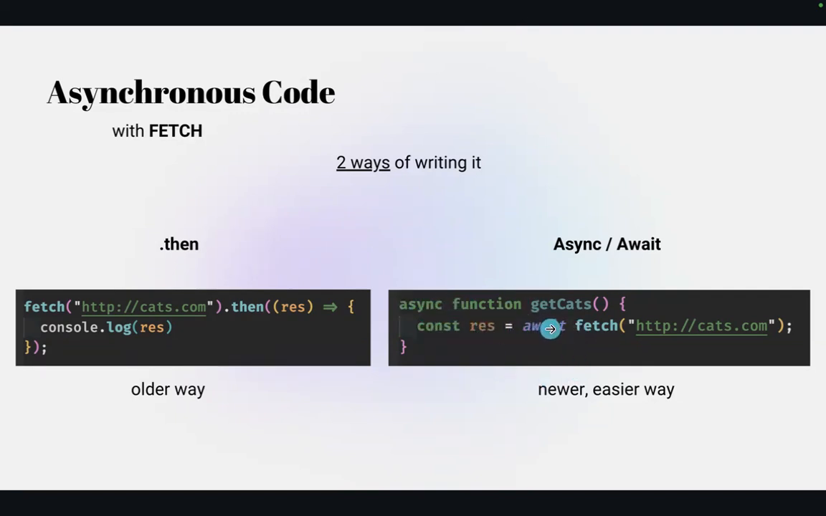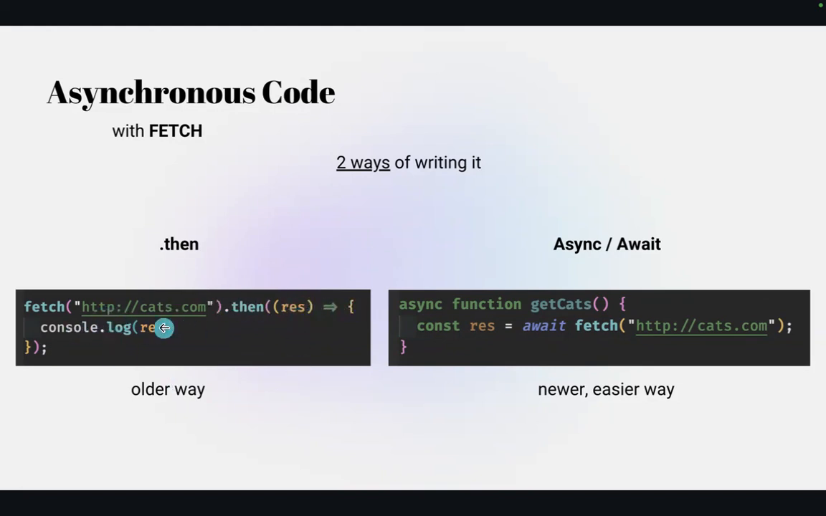And then fetch returns a promise. And so instead of doing .then, we can await fetch and then store the result in a variable here. So in the same way as over here with the .then syntax, we're getting that response after waiting.